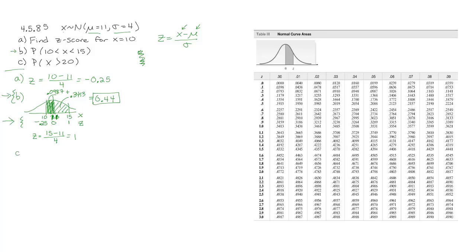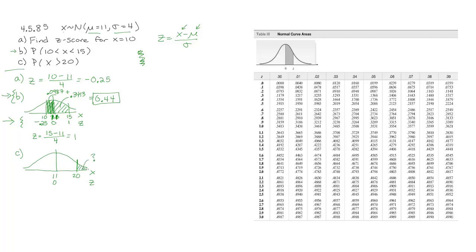Okay, next part of this question is we want to find the probability that x is more than 20. So I'm drawing my curve again, still centered around 11. My z-score is 0. I want to find the probability that x is greater than 20. Well, that's going to be pretty far to the right, and we want the probability x is greater than 20, so I want to shade to the right. So this is ultimately what I want to know.